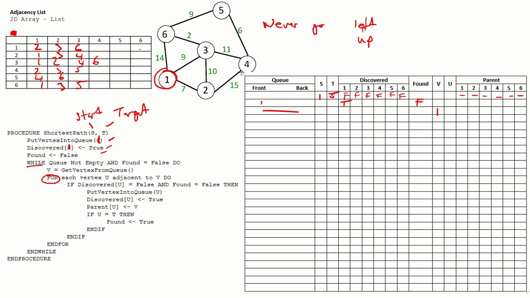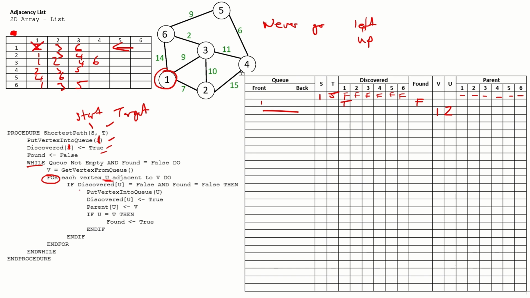V is 1, so we want these nodes here, 2, 3, 6. So we're going to go around this for loop 3 times, using 2, 3, 6 from this adjacency list. Right, so start with 2. So we're going to set U to be 2. So put that in there. There we go. And I'm going to cross that off while I remember so I don't come back and do it again.